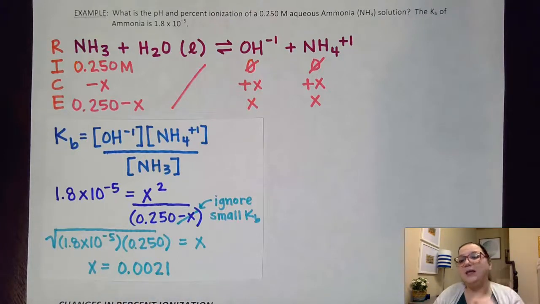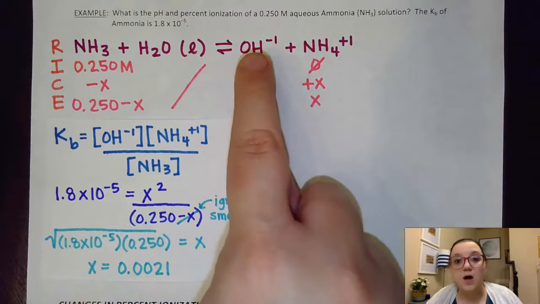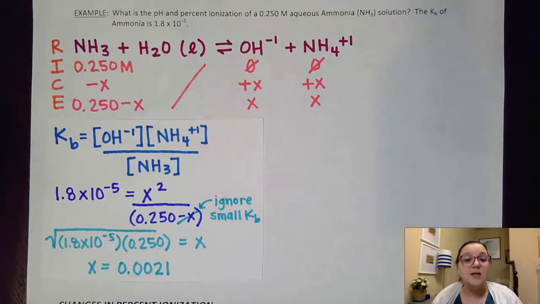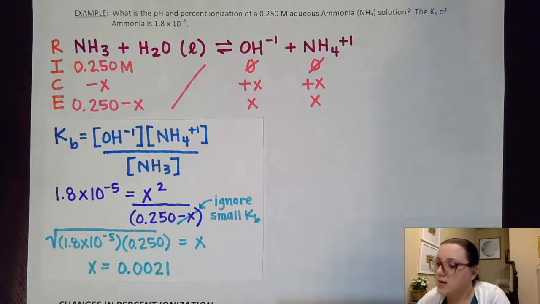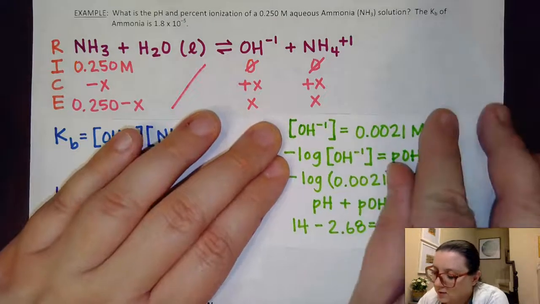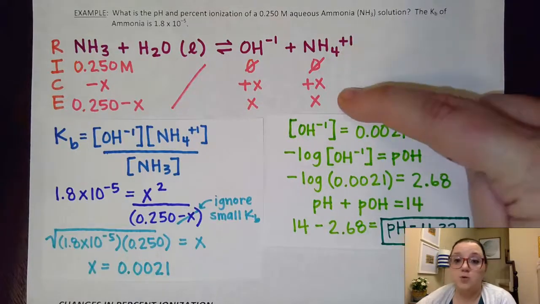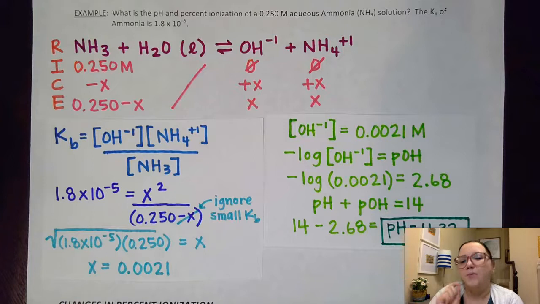Now, here's where the key difference is between the acid problems and the base problems. With an acid, when I solved that x, that was equal to hydrogen ion concentration up here because that's what I ended up creating when it ionized. But here, because this is a base, I'm not making H plus or hydronium, I'm making hydroxide. And so that's going to really change what we're doing as far as our calculations here in a moment. Now, did we also make that 0.0021 molarity of the ammonium polyatomic ion? Absolutely. But more importantly, we made 0.0021 molarity of hydroxide.